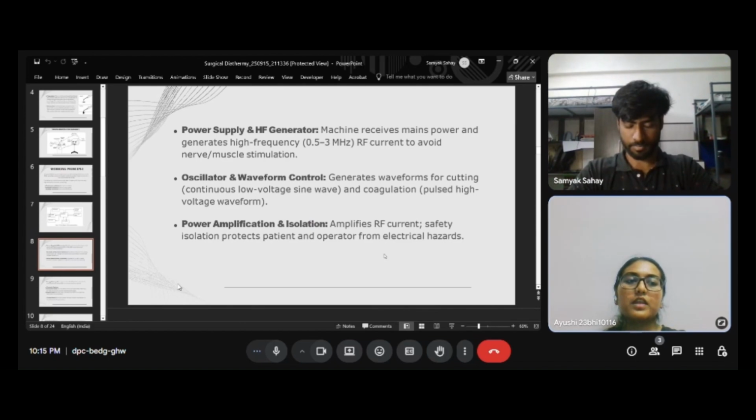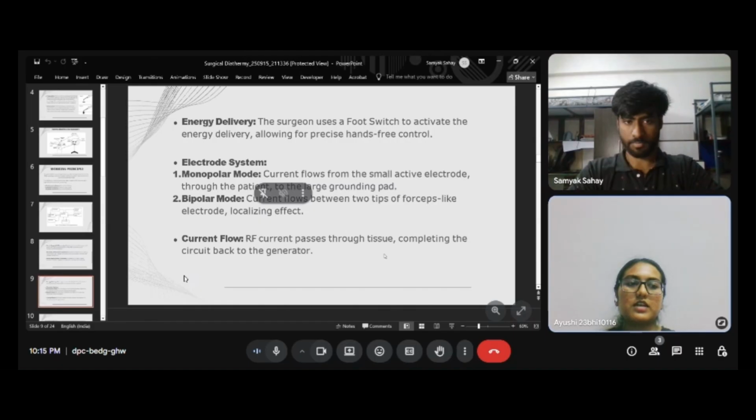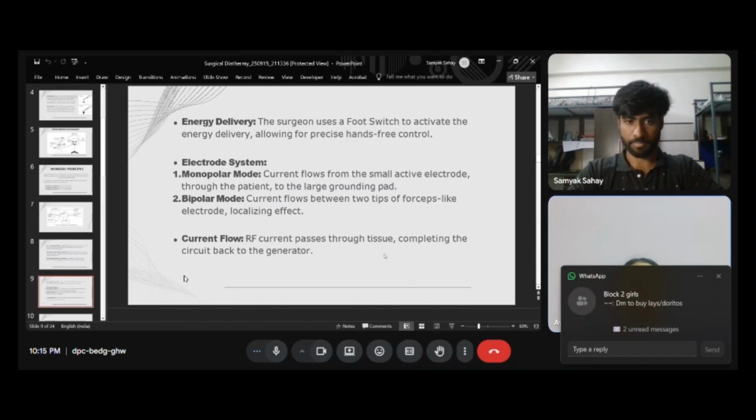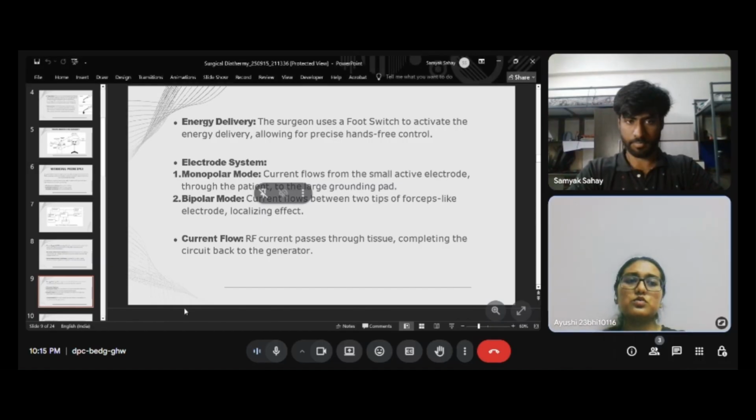Then we have the output board and isolator. This machine generates a high-frequency current that avoids muscle stimulation. The signal is amplified on the power output board before it reaches the patient. It passes through the critical isolator, a safety system that prevents electrical shocks. Then in the next slide we have the foot switch. The surgeon activates this energy hands-free using a foot switch for precise control.